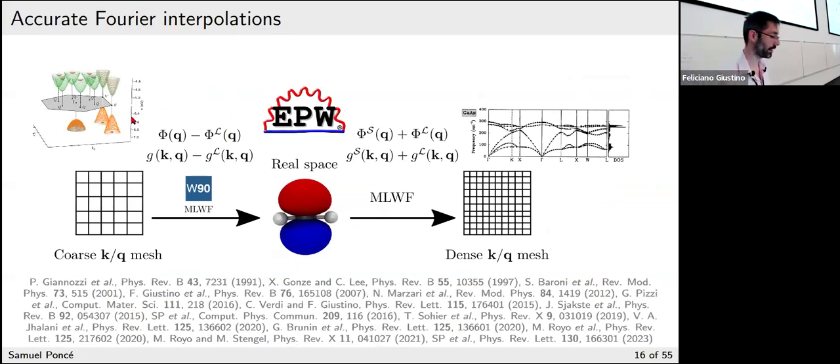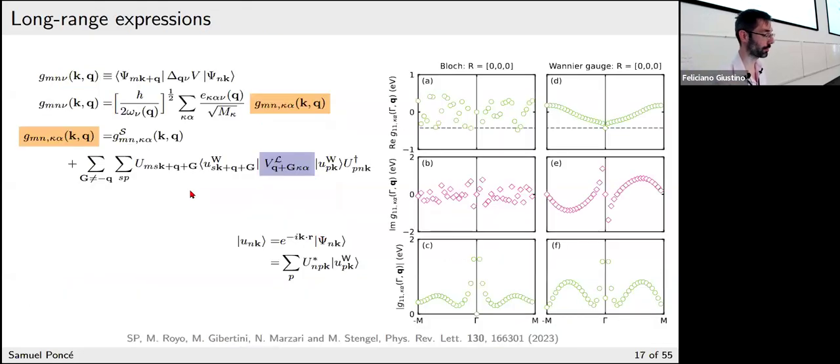And so this was presented yesterday, but the idea of EPW is that you're computing your dynamical matrix and electron-phonon matrix element on a coarse grid. Then you have to subtract the long range, and I will spend a bit of time on that, to get the short-range part of this quantity, and then you can do an accurate interpolation to a very, very dense grid at a low computational cost. So I want to spend a bit of time on this long-range expression because those are very important to get high-quality interpolation for your electron-phonon matrix element.